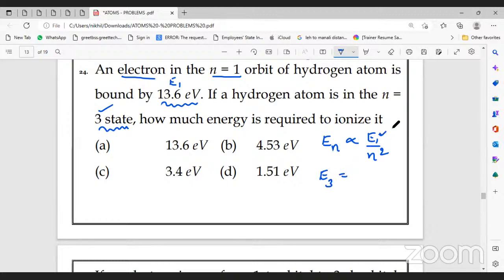What is the energy in the first orbit they have given? 13.6. That whole thing divided by n squared. What is n squared? 3 squared, 9. So E3 is equal to 13.6 divided by 9. It will be 1.51 electron volt. So what is the energy in the third orbit? 1.51 electron volt. That is option D. So option D is the right answer.